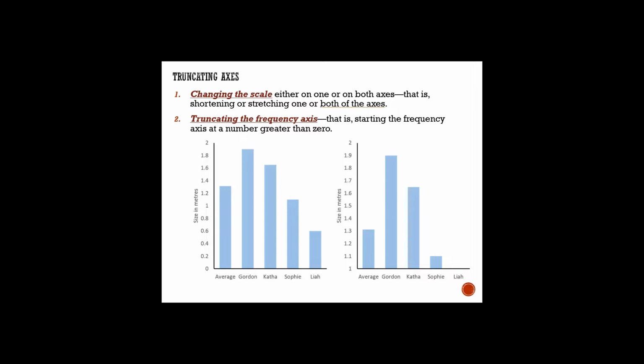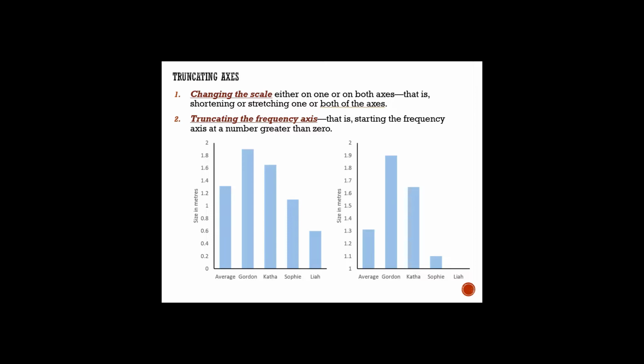Basically, both of them are truncating the axes of the graphs, of the histogram graphs. Now, the first one is called changing the scale. You can change the scale either on one or both of the axes, and that means you either stretch it or shorten them, and it makes the chart look like it's saying something that it's not really saying. The other thing you do is truncate the frequency axis. That's the starting point. If it's bigger than 0, you know you're not seeing all of the data when the starting point is not at 0.